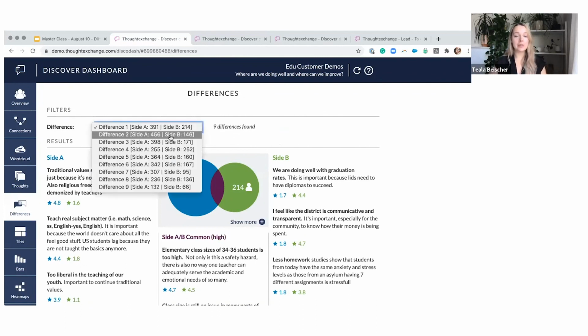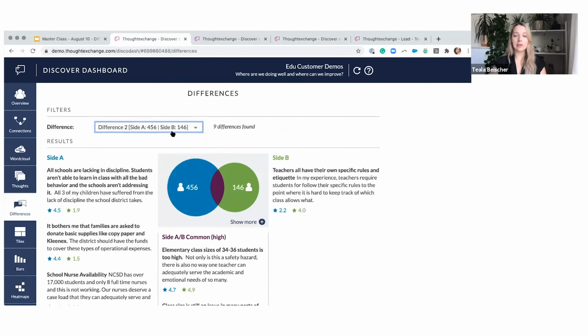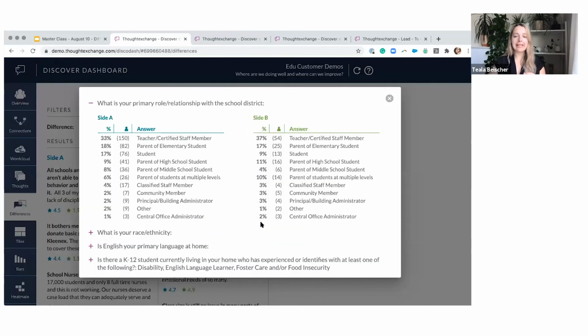And what you could do is you could dig through these too. We can look at difference 2. We can see that we have side A talking about discipline. Over here, we have someone who says that discipline's working well. The other thing that I want to point out to you here on this page is this show more button. And this is where you can start to get an understanding of the survey questions.